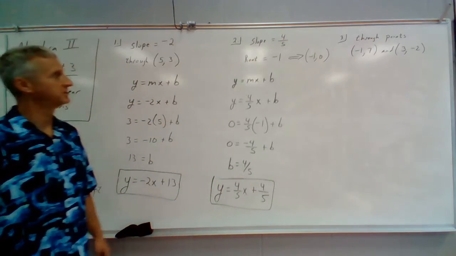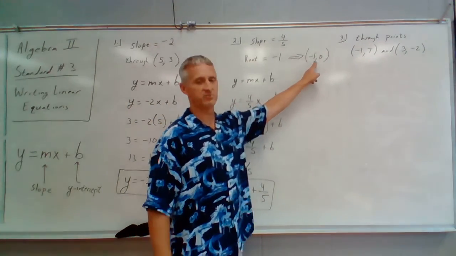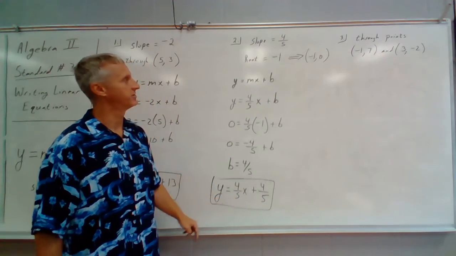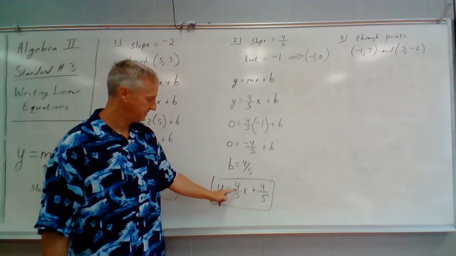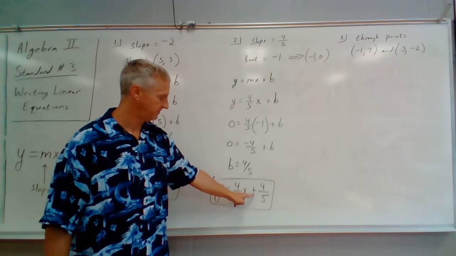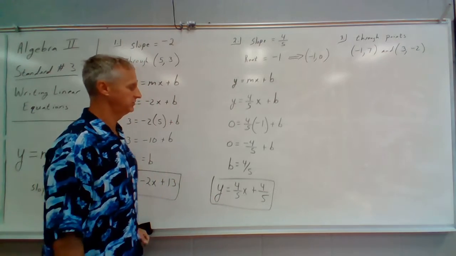Let's check and make sure that's really true. So if I plug in this point to this equation, it should be true. So if I put -1 in for my x, I'll get -4/5 plus 4/5. That would equal 0. So that's true.